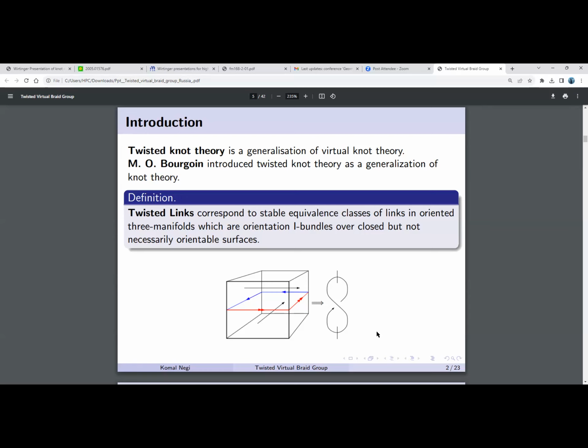Okay, no, that is not true. But in the classical case, it is true. There is one paper by S. Kamada. Yes, I see. That's why for me it's not really a generalization. Okay, fine. But if we consider the corresponding surfaces, we can say it's a generalization. But your point is also correct, we can't say it is a generalization. But when M. O. Bourgoin defined this twisted knot theory, he said that it's a generalization of virtual knot theory in that sense.